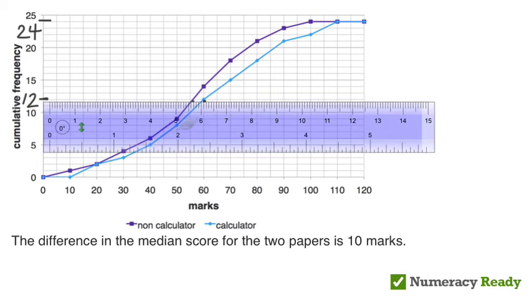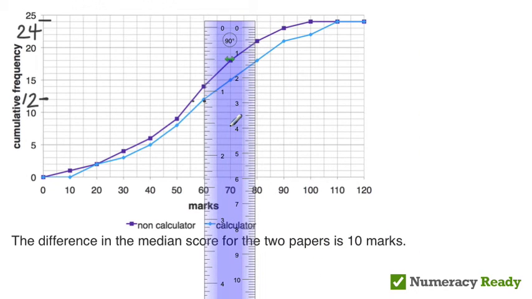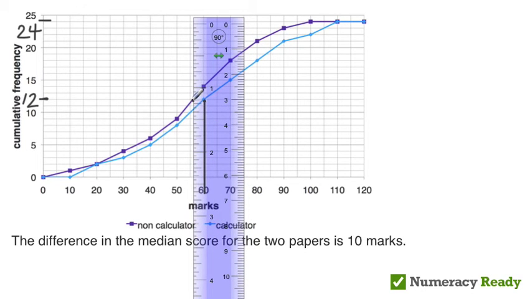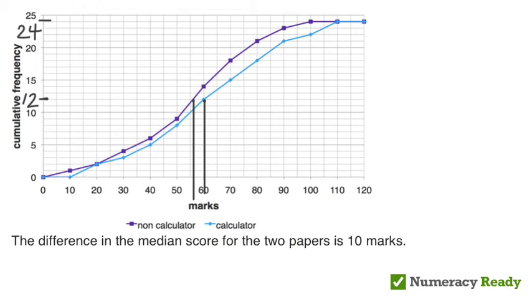So I've just made a mark there with my horizontal edge. Bring in my vertical edge. Again, you can use a piece of paper if you don't have a ruler. So the calculator paper, the 12th person in order, got 60 marks. If I move this across, I'm going to try and be as accurate as possible. Take this away. That looks like 56. So what we've got here is the non-calculator, the 12th person, or the median, was 56. And the calculator paper, the 12th person, the median, was 60.